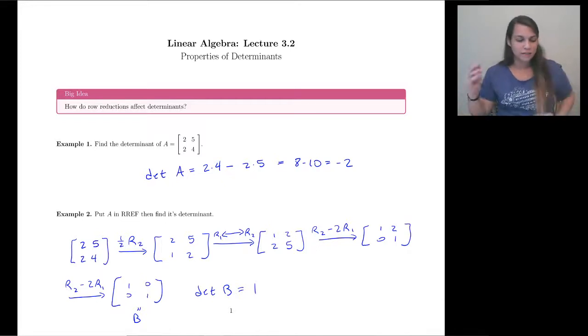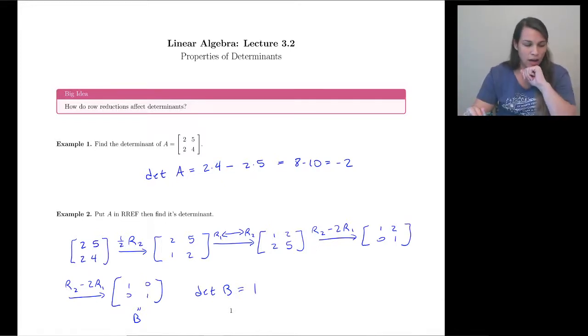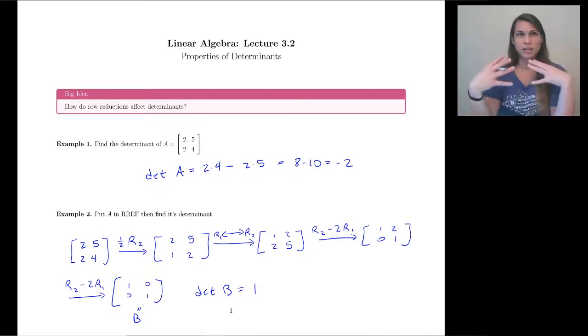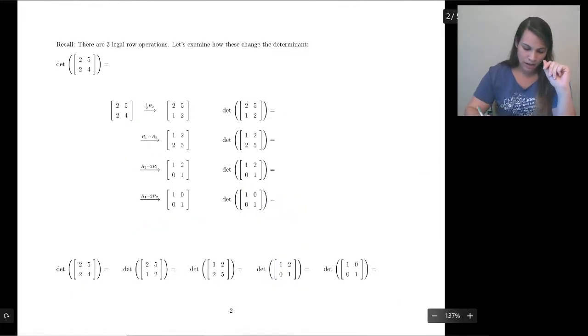Okay, so the determinant definitely changed. How did it change, though? When was it changing? Was it related to the changes that we made? My intuition says that A is row equivalent to B, so there must be some logical way to connect the determinant of A to the determinant of B. So we're going to slow this down and examine the determinant at each of these steps.